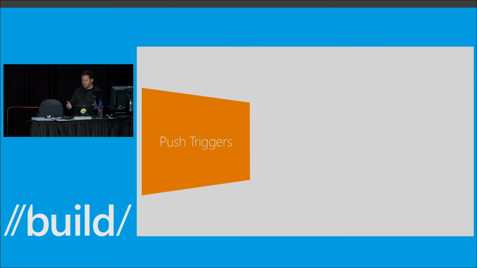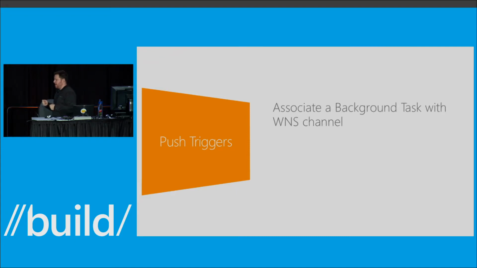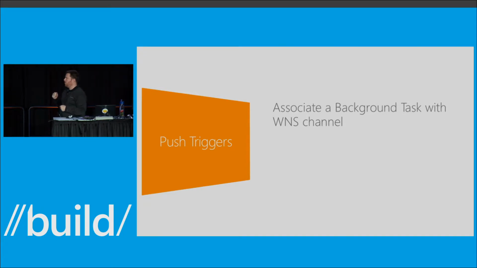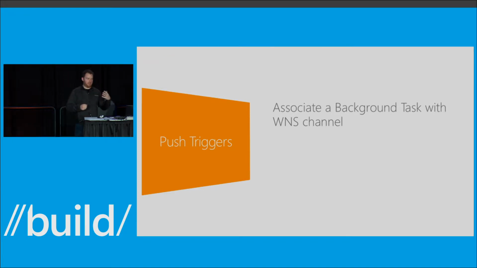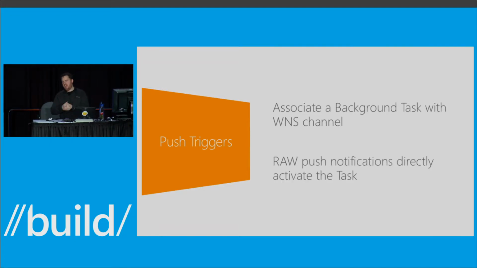Push triggers. So push triggers are interesting. This allows you to associate a WNS channel with your background task. So you set up a push channel, a WNS channel in your app, and then associate that with your background task. And any raw notifications that come over your channel and are associated with the background task will then fire your background task.